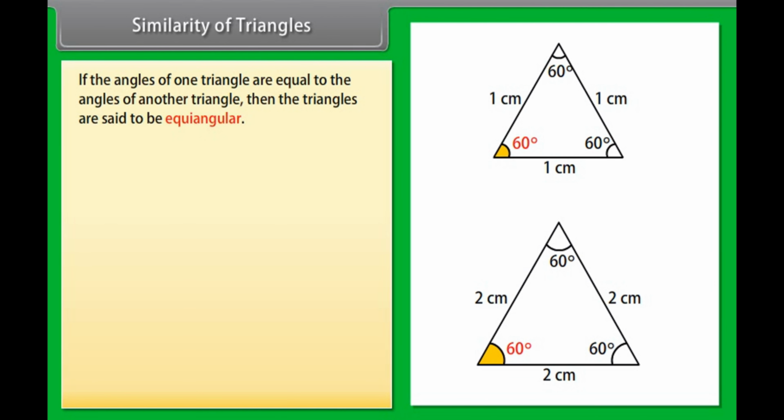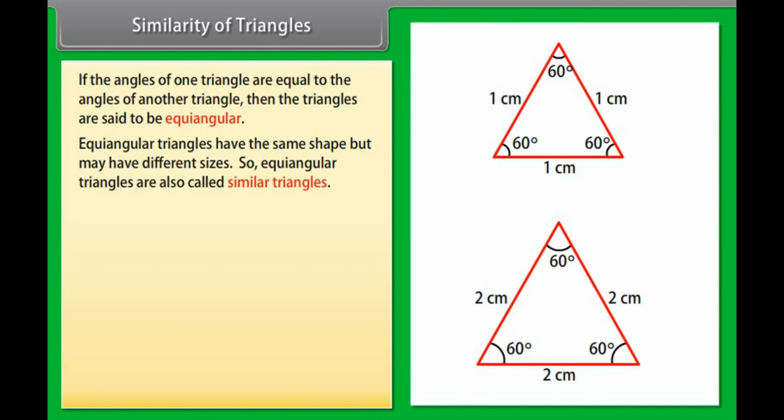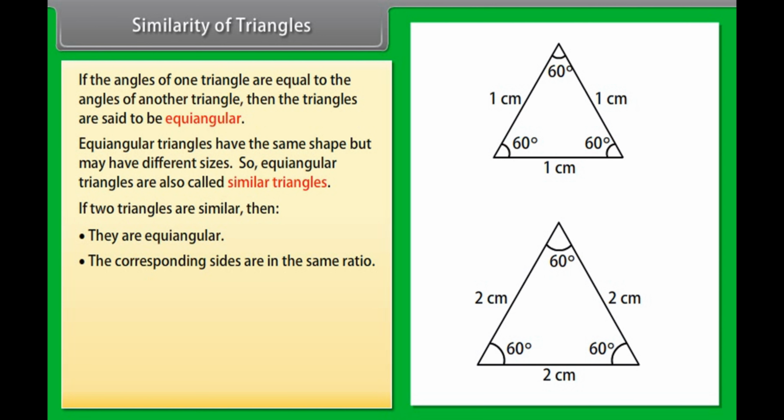Similarity of triangles. If the angles of one triangle are equal to the angles of another triangle, then the triangles are said to be equiangular. Equiangular triangles have the same shape but may have different sizes. So, equiangular triangles are also called similar triangles. Or we can say that if two triangles are similar, then they are equiangular. The corresponding sides are in the same ratio.